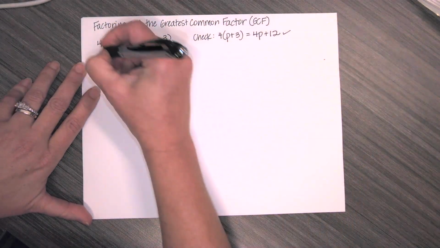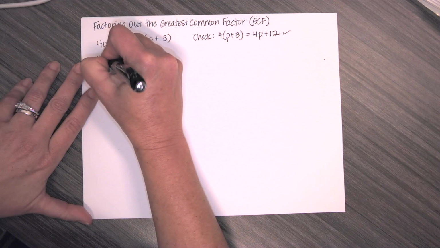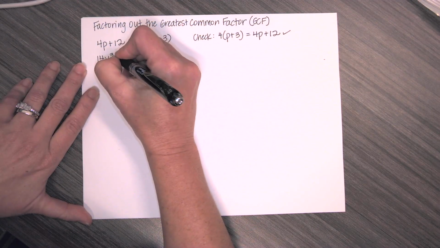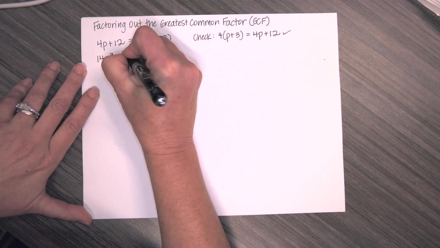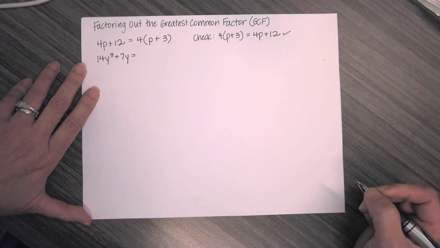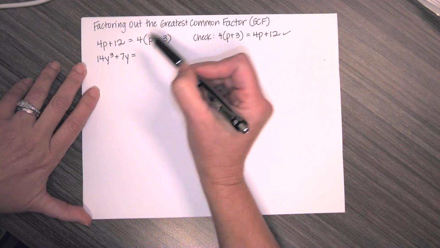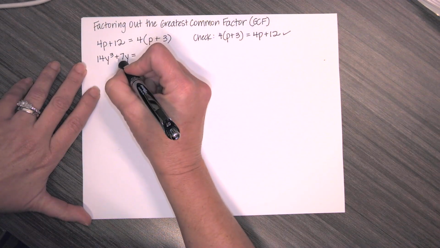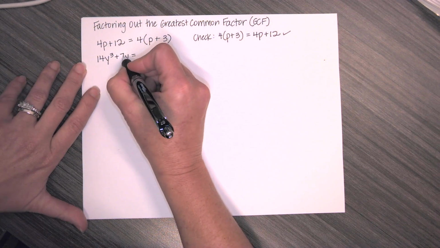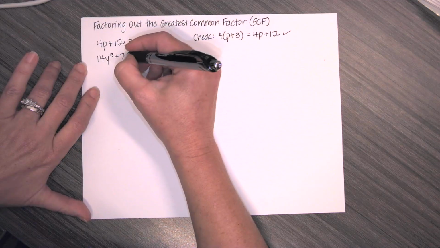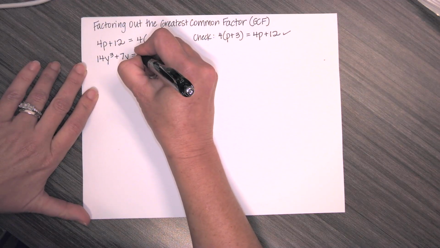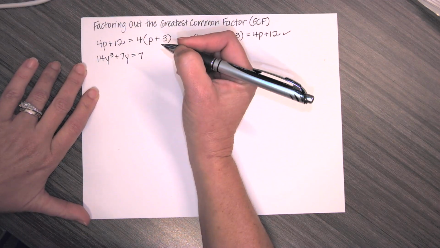All right, let's look at another one. What if we have 14y cubed plus 7y? Okay, once again, we have a binomial. We're looking for what these terms have in common, the largest thing they have in common. For the number part, we have a 14 and a 7. The largest number that'll go evenly into both of those is 7, so we can factor out a 7.